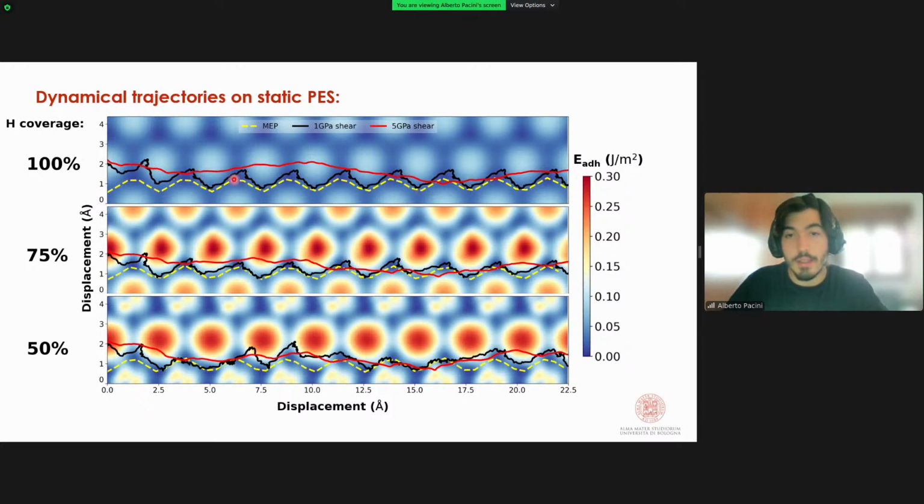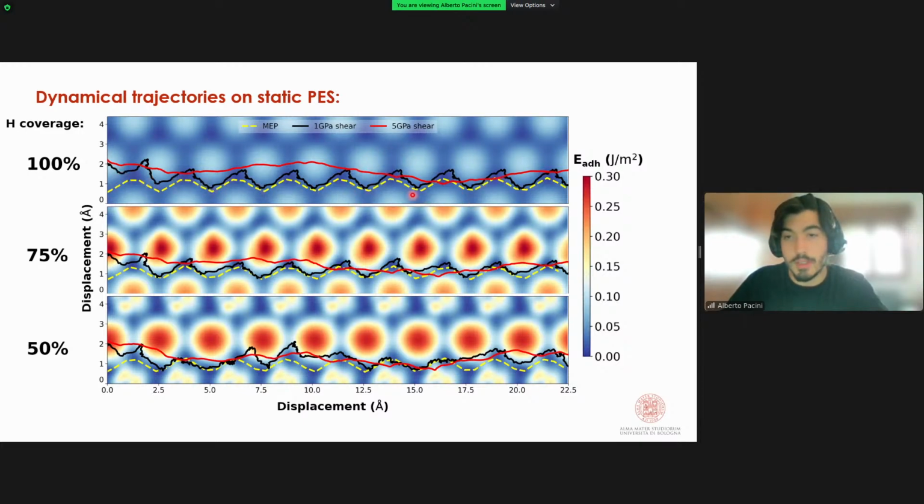And we can see that at the low applied shear, the system tries to follow the minimum energy path. Whereas for higher applied shear, the trajectories do not resemble the minimum energy path. It's much straighter. So we know that the potential energy surface induces forces by taking just the gradient of the potential energy surface, and we project those forces along the trajectory.